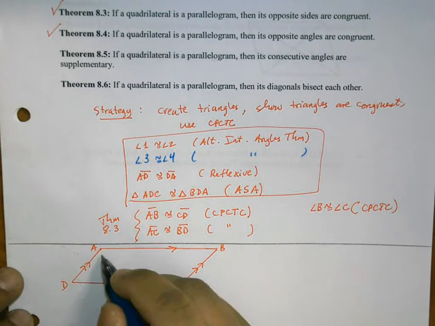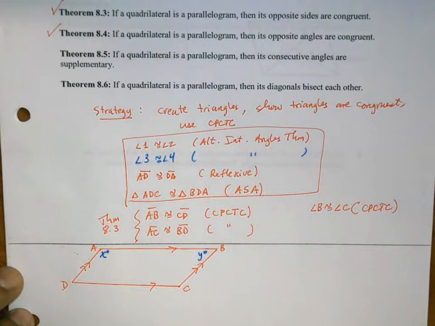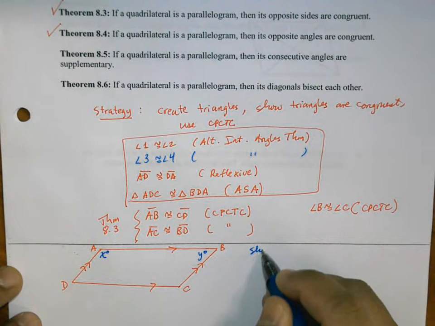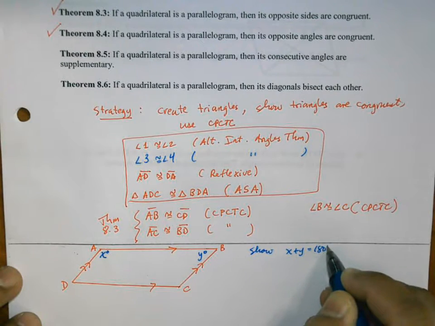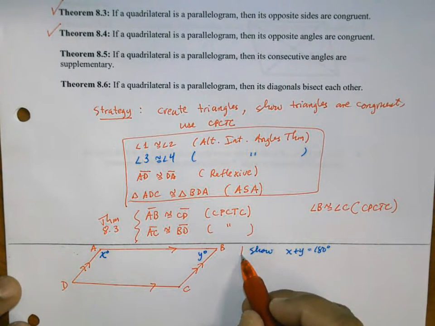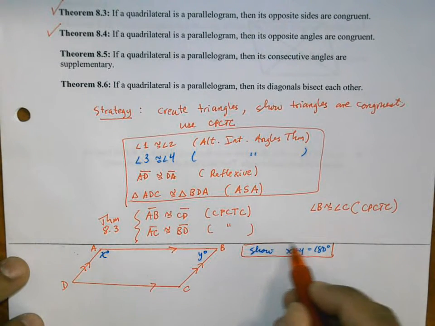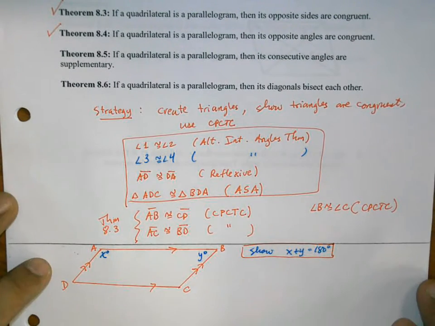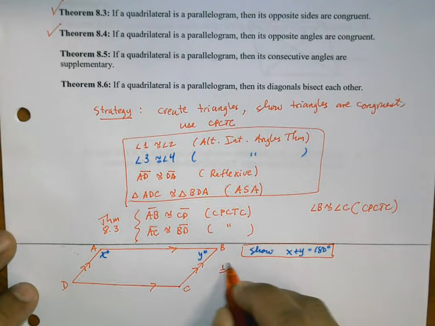In other words, let's call this angle X degrees, and let's call this one Y degrees. We want to show that X and Y add up to 180. There are lots of ways to go about this, but I'm going to show you the most straightforward way. There's even a shorter way, but this one will help you exercise your ability to do proofs as well. I'm going to number my steps.